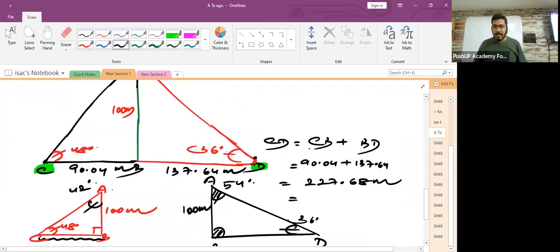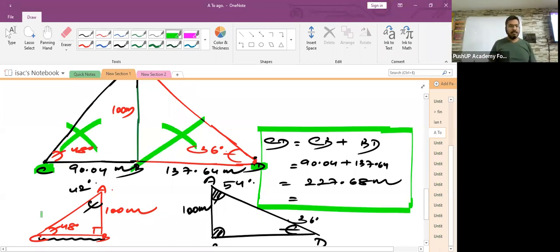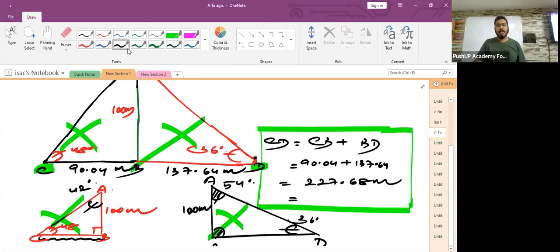So in the examination, you will do only this much, what I have highlighted here, which I have highlighted in green box. Okay, nothing more you have to do. Neither the diagram nor the calculations. Nothing you have to show. Just show CD is equal to CB plus BD, that is 227.68 meters.